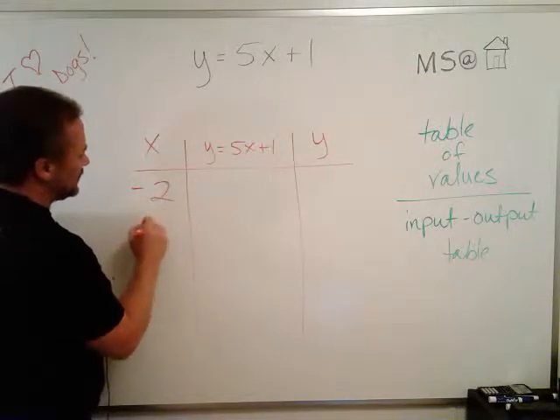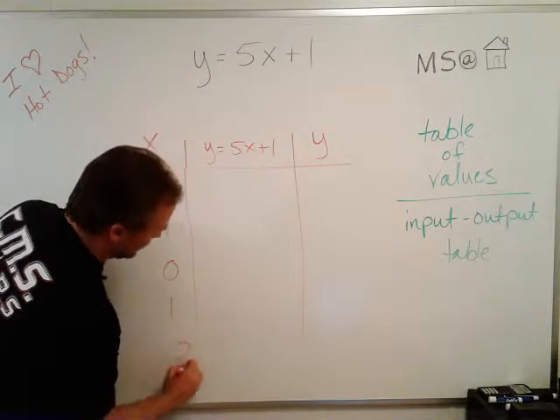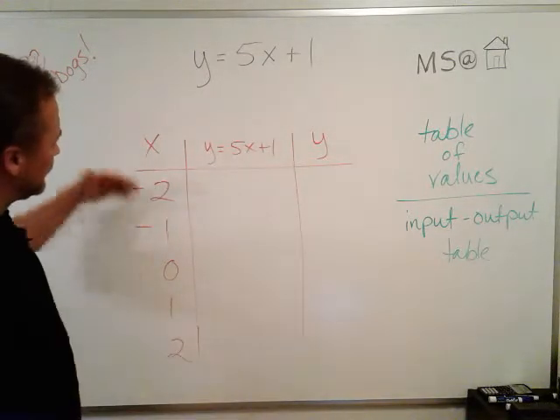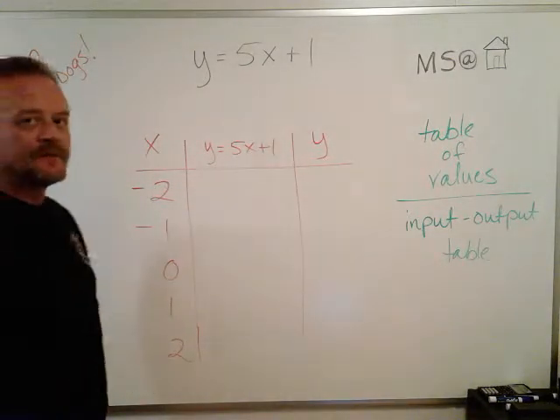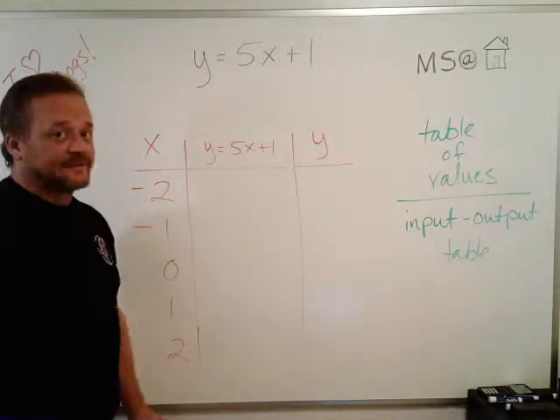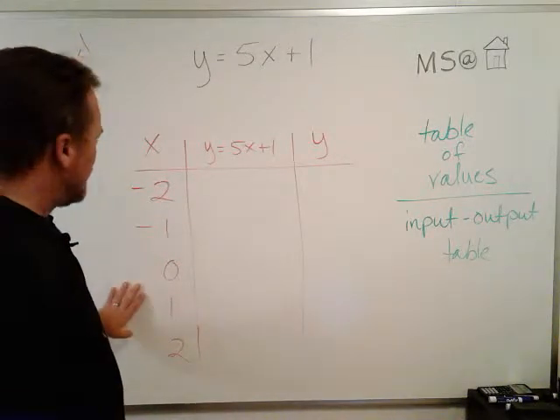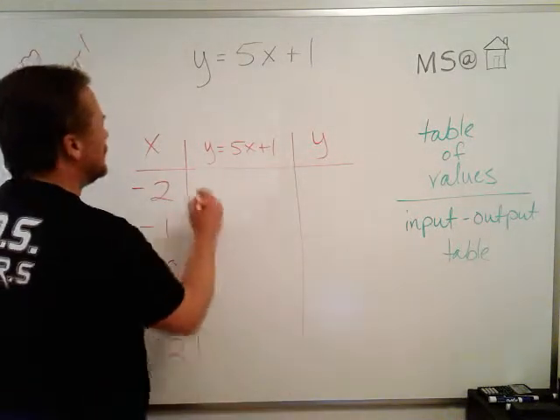So I'm gonna do -2, -1, 0, 1, and 2. Notice I listed them in order from least to greatest. You don't have to, but it keeps everything very well organized. Now we have a list of independent values. We're going to put them into the equation.